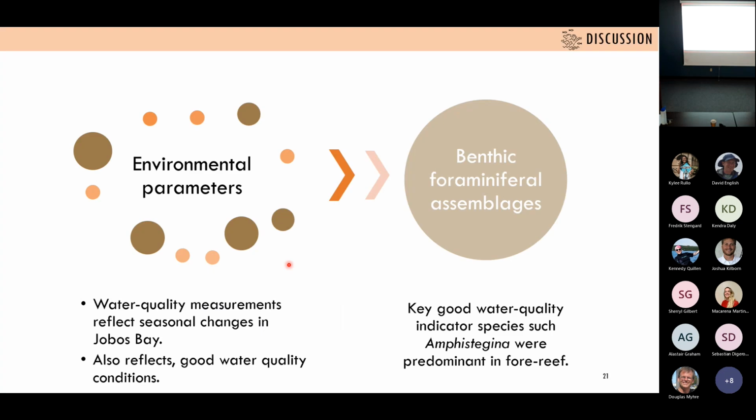So with that in mind, I'm closing this talk. Basically, we saw how the water quality and environmental parameters reflect the seasonal changes in Hobos Bay, and also reflect good water quality conditions in the reef area. We also saw how the benthic foraminifera assemblages reflected that, especially with Amphistegina, again one of the good water quality indicator species, being predominant, especially in these four reef locations.